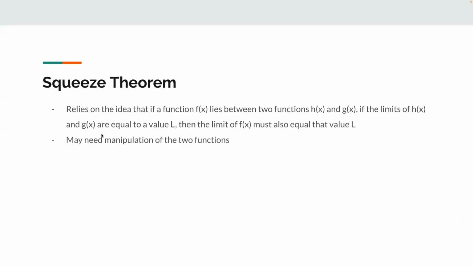Squeeze theorem. Squeeze theorem just relies on the idea that if a function f of x always lies between 2 functions, in a certain interval, and the limits of h of x and g of x are equal to a value L, the limit of f of x must also equal that value L. This is kind of self-explanatory, but you might have to reference it on the exam. You might need to manipulate the two functions h of x and g of x to get them equal to each other at a certain value. And then if f of x is guaranteed to be in between those two functions at all values, then you can find the limit of f of x that way.